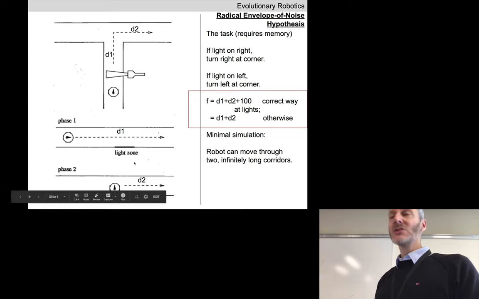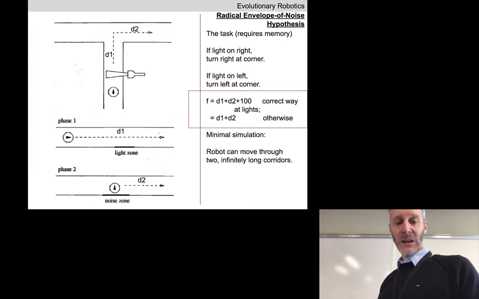Okay, here's the minimal simulation of this task environment, which is clearly not a T. The robot is placed into phase one of the simulation, which is an infinitely long corridor. As it travels along this corridor, there is the light zone, so a light will flash on either side. If it travels sufficiently far, the robot is magically transported into a second infinitely long corridor in phase two. Whatever it does in this second corridor, however far it travels, that's D2.